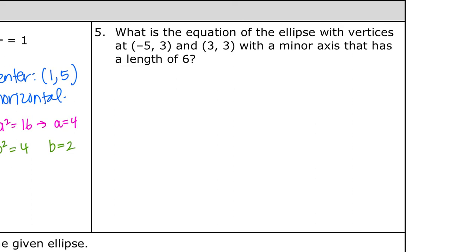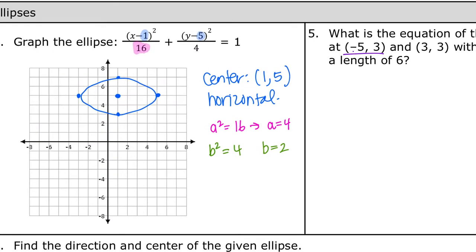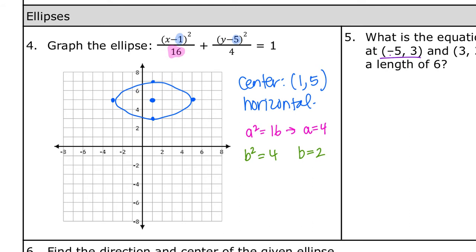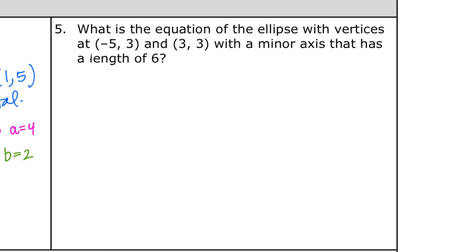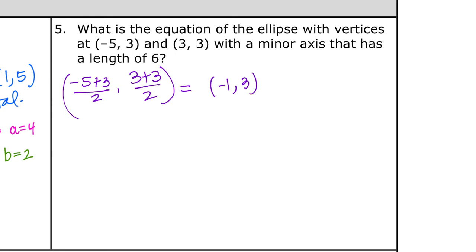So first thing that we need to find is the center. Center will just be the midpoint of the two vertices. I mean, you can tell from the picture we drew over here, center is right in the middle of the two vertices. So same thing here, just without the picture. So we need to find halfway between those 2 points. So we add our x values, -5 plus 3, and divide by 2. Then add our y values, 3 plus 3, divide by 2. So that gives us -1, 3. That is our center, h, k.